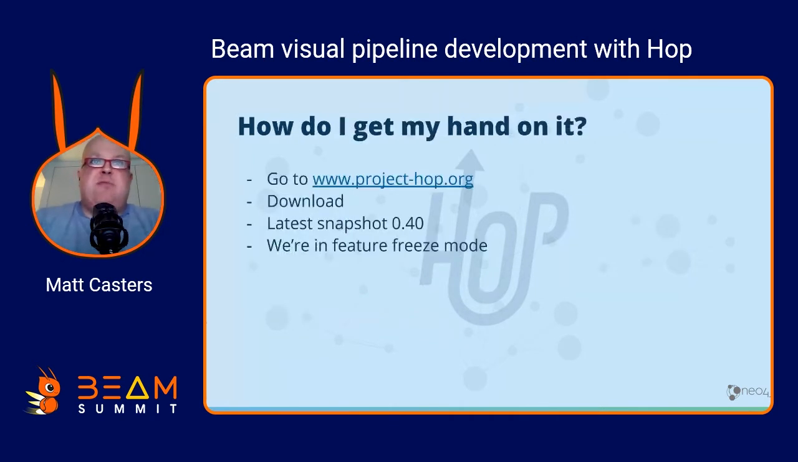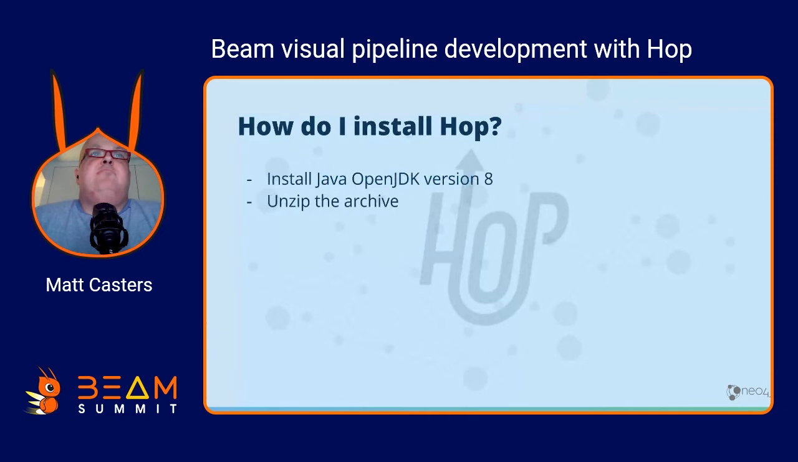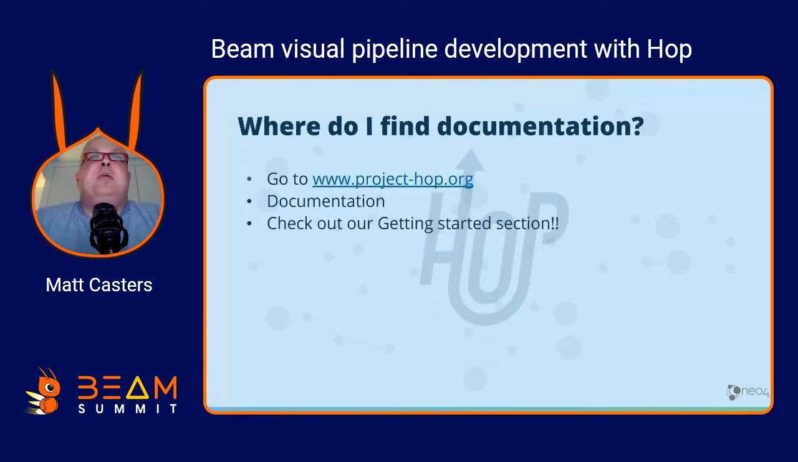How do I get my hands on it? If you want to play with it, you can go to project-hop.org, you download it, and you get the latest snapshot, because we've been in feature freeze mode for the past couple of months, so that way you get the latest bug fixes. All right, how do you install it? There's a video on the website, but basically you install OpenJDK version 8 and you unzip. And the documentation is also available on project-hop.org. And there we have a wonderful getting started section that you can use.